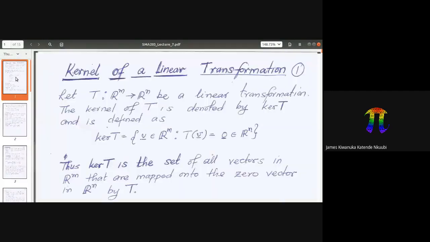So last time we talked about linear transformations. So now we are going to do some more work on linear transformations. Get some more properties of the linear transformations.